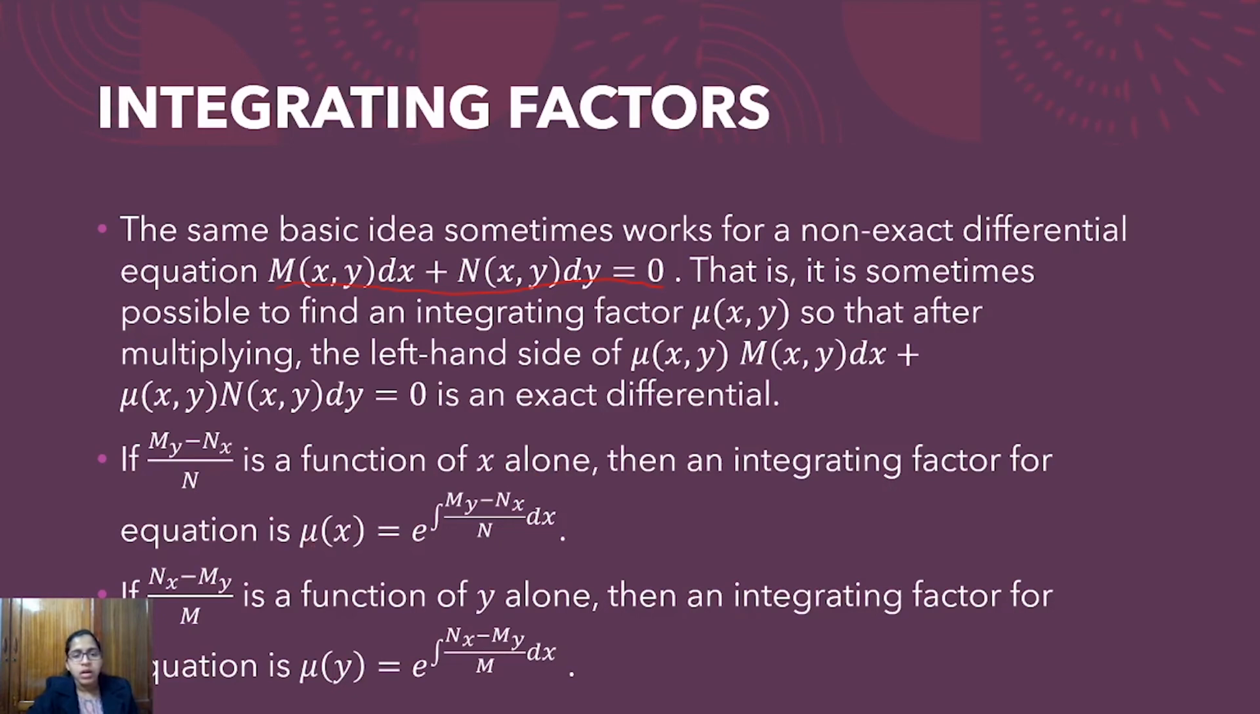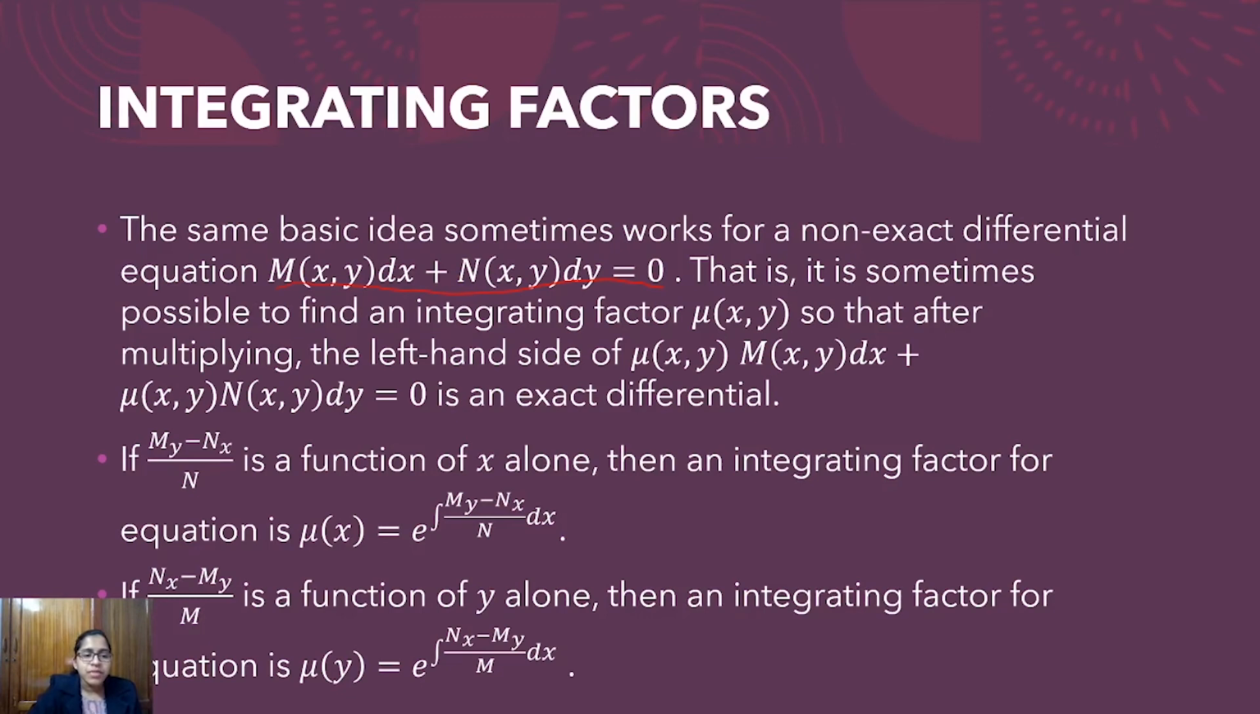Then the integrating factor will be mu of x is equal to e raised to integral of my minus nx whole divided by n into dx. That is, this function of x alone is integrated with respect to x and we take the exponential. That will be the integrating factor. Then once we have the integrating factor, multiply the expression with this and you will get that the expression is exact.